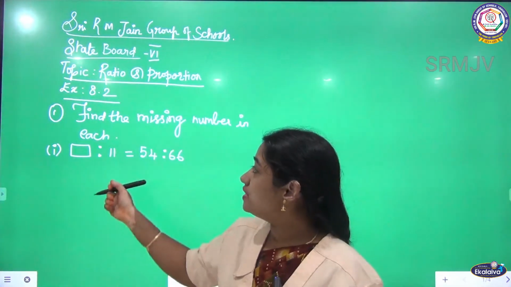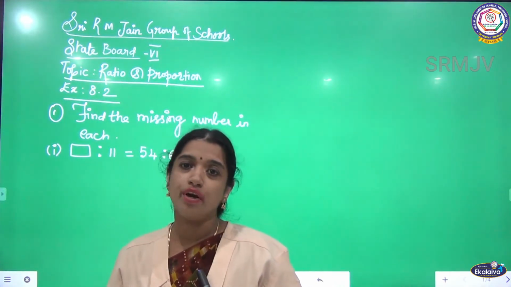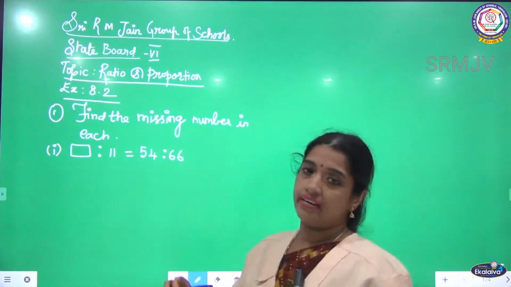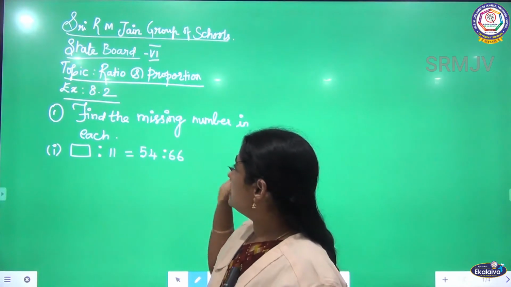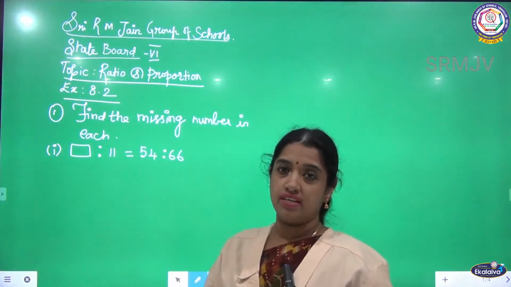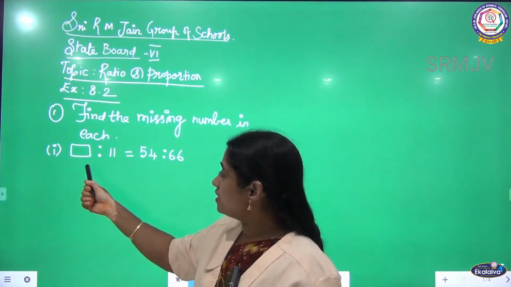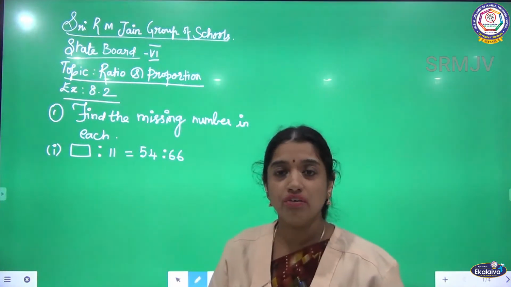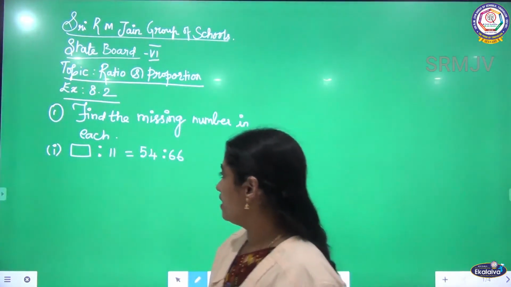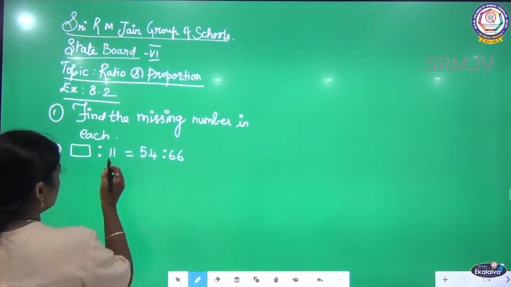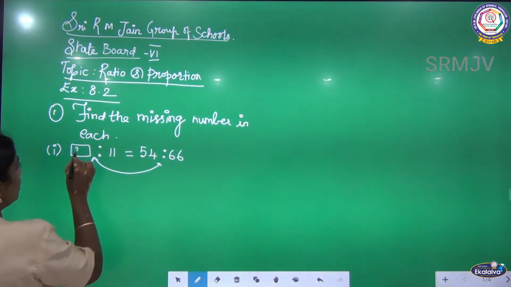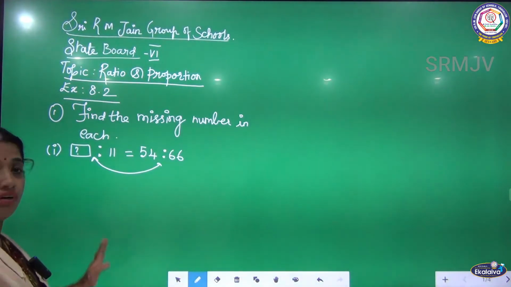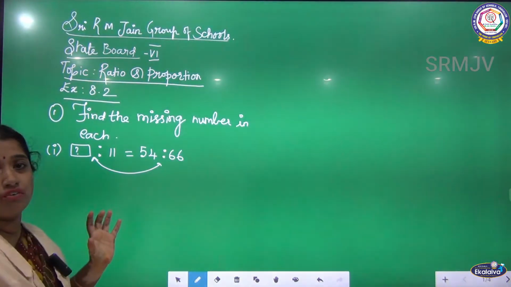Now I am going to discuss exercise 8.2 for 6th standard children. Listen children. Find the missing numbers in each. See this here, what is the missing number that I am going to find out. Okay. See, listen, these two ratios are given as equal. So here what number has to come, I am going to find out.